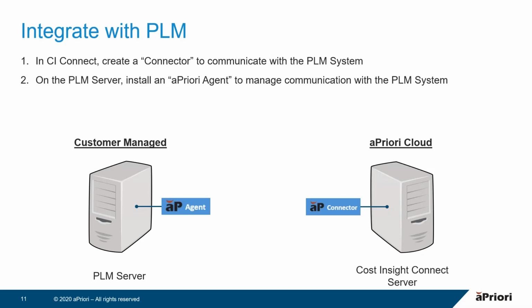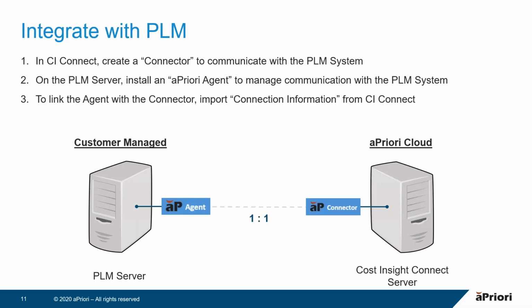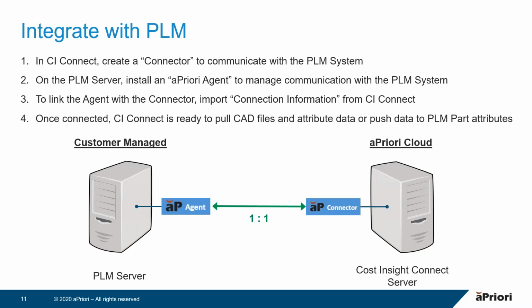The second step is one we touched on earlier. It's the installation of the aPriori agent to manage communication between the connector and your PLM system. To facilitate this communication, CI Connect generates connection information that you can import to the agent during setup. It's important to note that agents and connectors are mapped one-to-one, and the connection info makes sure that they're pointed at one another to communicate effectively. Once the setup is complete and the agents are able to effectively communicate, CI Connect is ready to execute workflows.